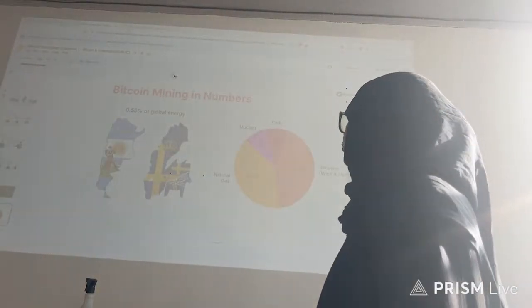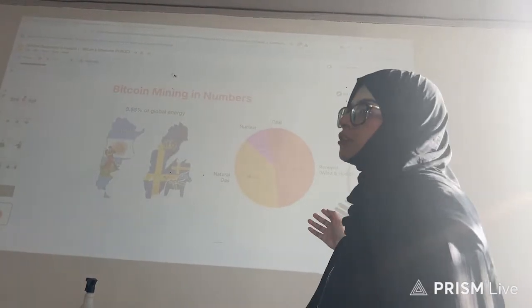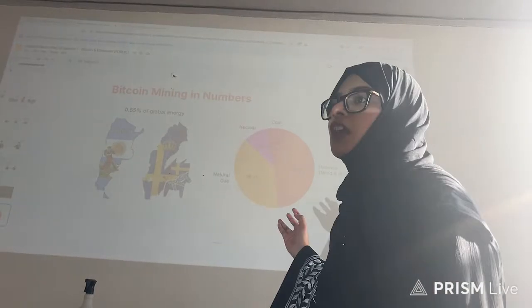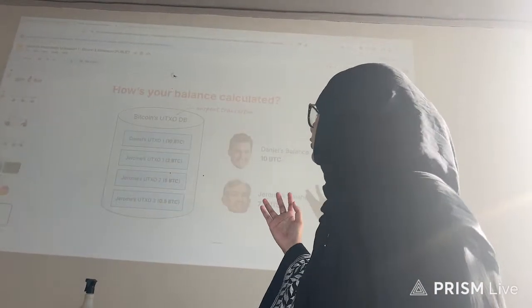So these are some numbers on how much energy is required. Bitcoin mining uses literally the same energy as a country like Argentina.